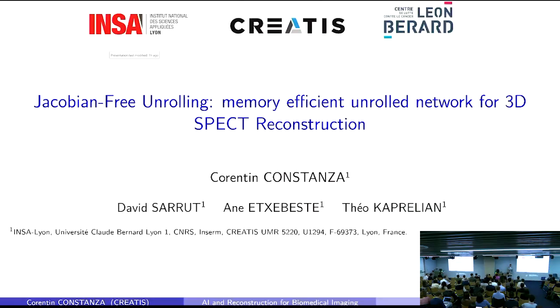So today I will talk to you about Jacobian-Free Unrolling, which is a memory-efficient unrolling approach for unrolled networks. And this application is for 3D SPECT reconstructions. This is a collaborative work with David Saru, XTBest and Théo Caprelian, done at INSA Lyon and Creatis.